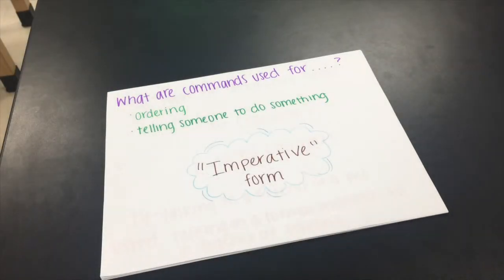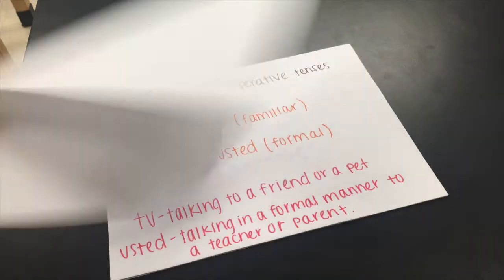We have all previously learned that commands are used when ordering someone or telling someone to do something. This is often referred to as the imperative form of a verb. There are two different types of imperative tenses, which is tú, which is the familiar form, and usted, which is the formal form.